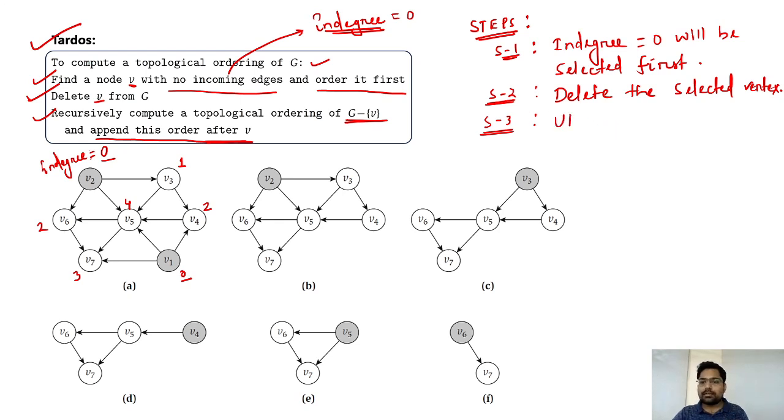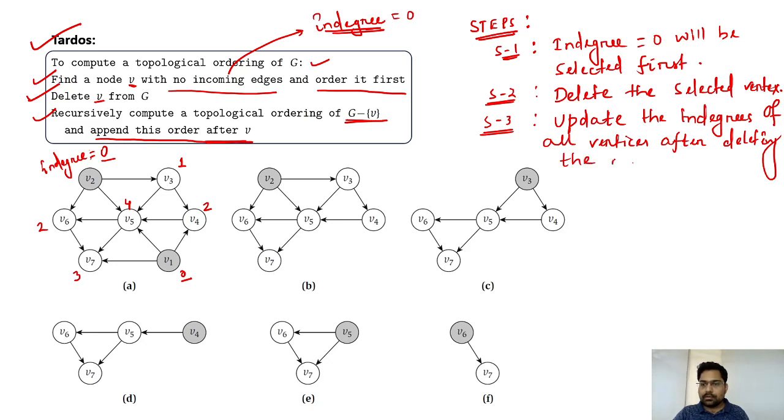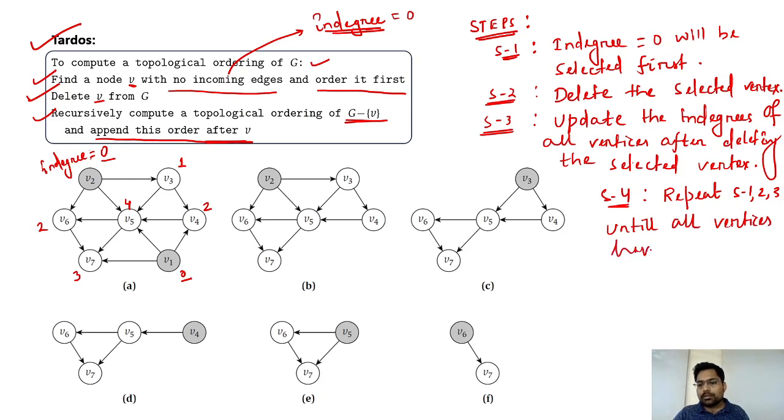Third step is update the in degrees of all vertices after deleting the selected vertex. Once it is done, Step 4, repeat steps 1, 2 and 3 until all vertices have been deleted. You have to repeat step 1, step 2. Clear?